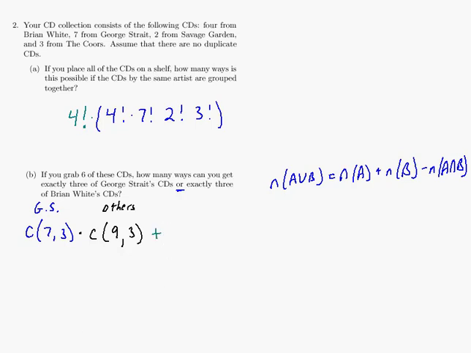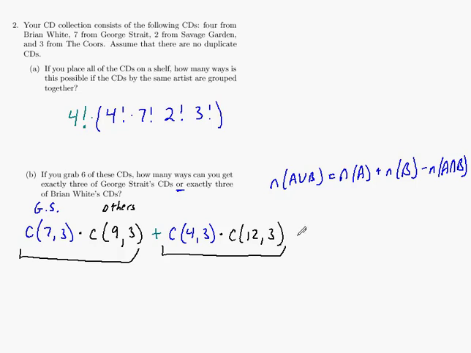Plus, now we want to do the other group, exactly 3 of Brian White's. So combination, 4 choose 3 of the remaining others. So from George Strait, Savage Garden, and the Coors, there's 12 of them. We need 3. So notice both of these are picking 6 CDs because we're selecting 6 of them. We're not concerned about the order because we're just grabbing out those CDs.